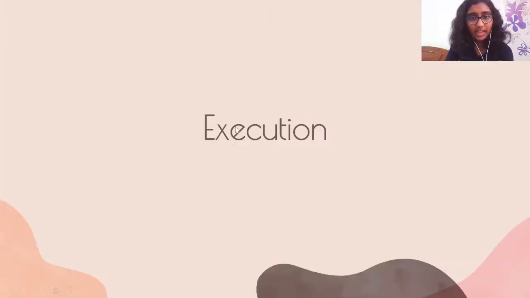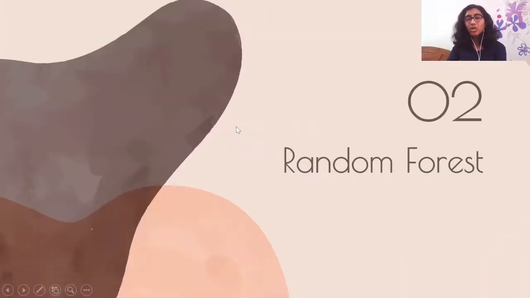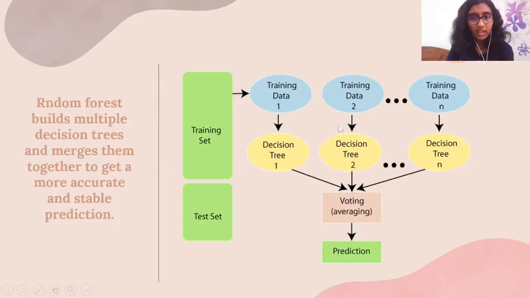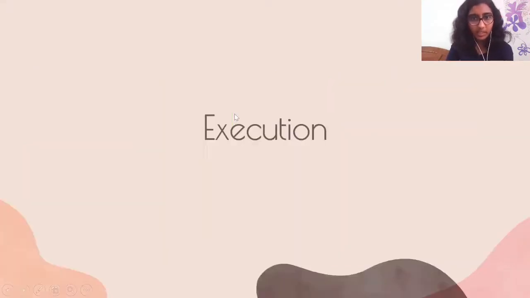Now continuing with the second model. The second model is called random forest. Random forest is a supervised learning algorithm. It is basically based on decision trees, but what the random forest does is it is a collection of decision trees, and it improves the overall result by combining all the different decision trees. So it takes subsets of the same data. It will build decision trees for all the data, and then it will merge them, which will give the prediction. The execution for this.